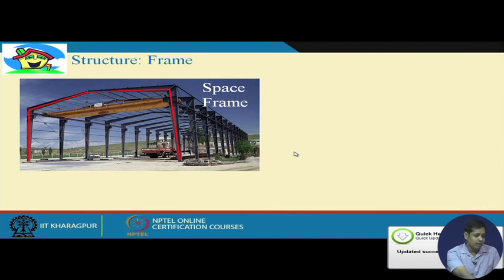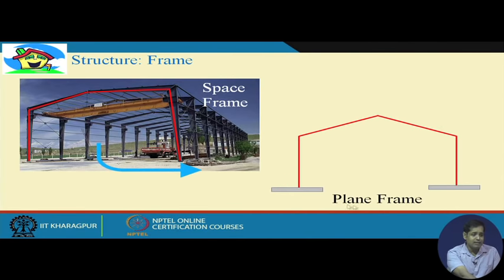What we do now is, instead of considering this as a space frame, we take just one element of the space frame and perform analysis on this frame. So this is a space frame, this is a plane frame. Again, this is not our restriction, we will be doing that just to demonstrate the concept. Once we learn the concept of structural analysis, we will see how those concepts can be extended to a three-dimensional problem.